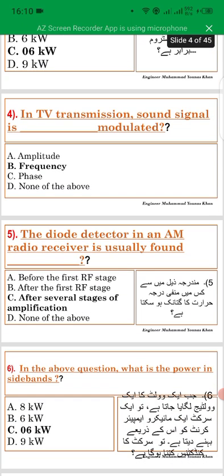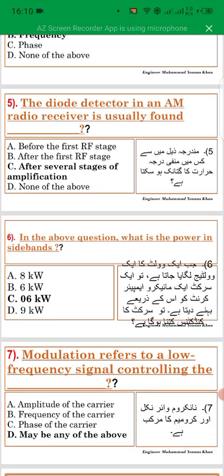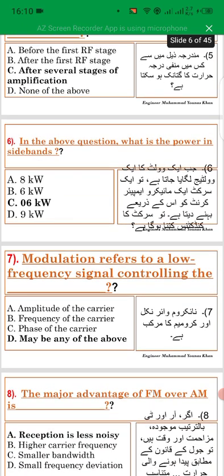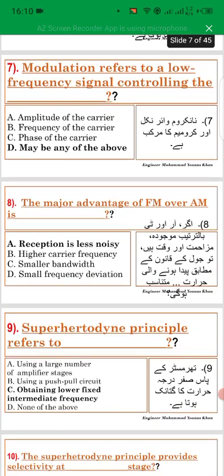In transmission, the sound signal is frequency modulated. The detector in an AM radio receiver is usually found after several stages of amplification. In the above question, what is the power in sideband? 6 kW. Modulation refers to a low frequency signal controlling the carrier. Answer: may be any of the above.